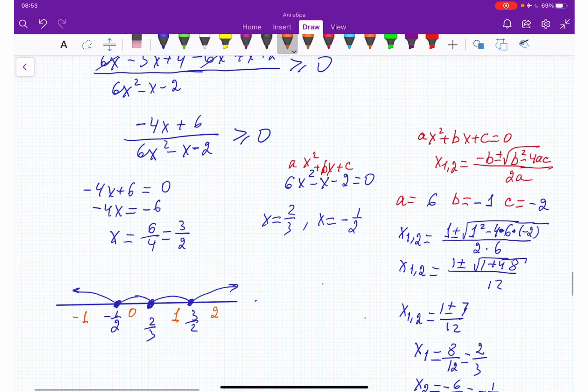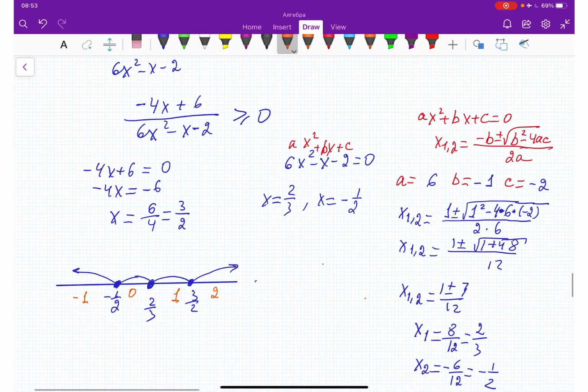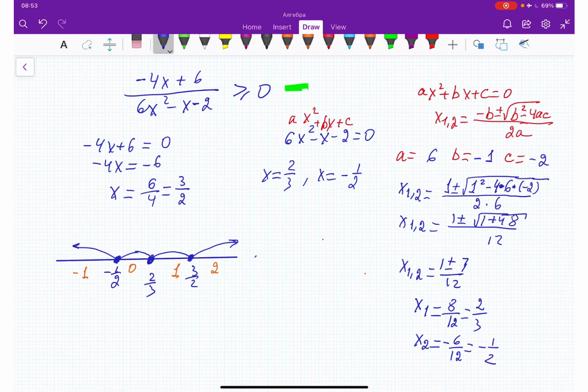And I'm going to plug in here. So x is equal to -1. What do I get? -4 times -1 plus 6, and 6 times (-1) squared, it's going to be 6, minus -1 and minus 2. So I'm getting positive here, positive here, also positive, so this is going to be positive.